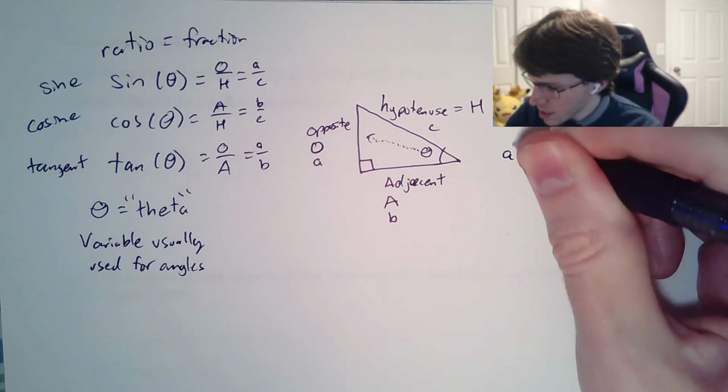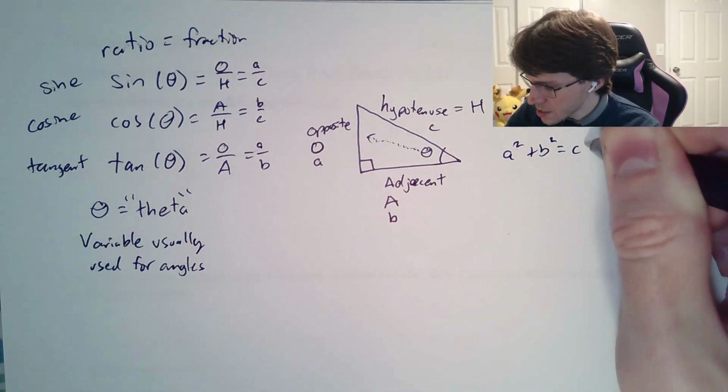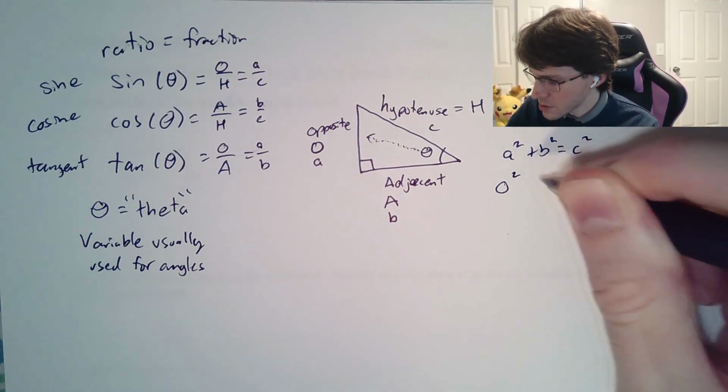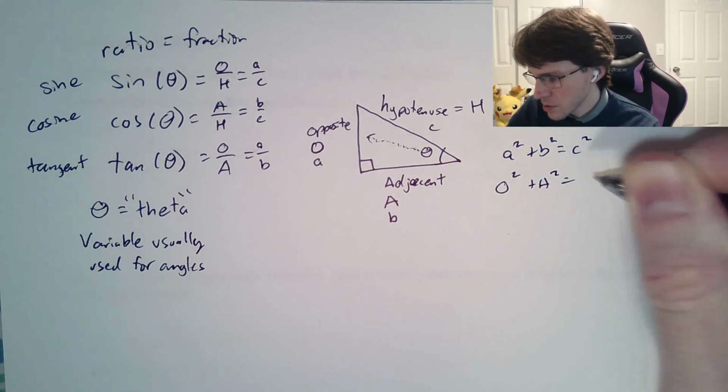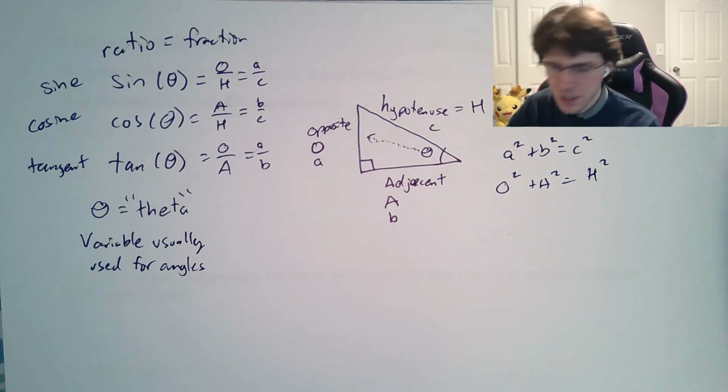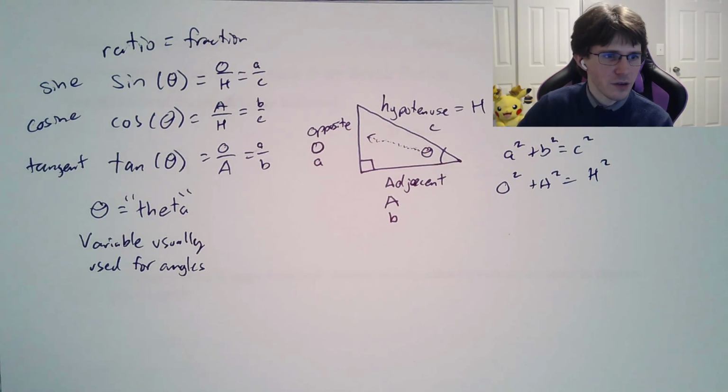That is to say, a squared plus b squared equals c squared, or alternatively, o squared plus capital A squared equals the hypotenuse squared. This is going to be pretty useful for us later on in some of these questions. That's pretty much the only real algebra we have to deal with.